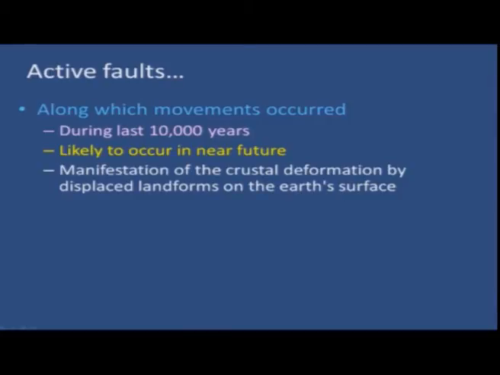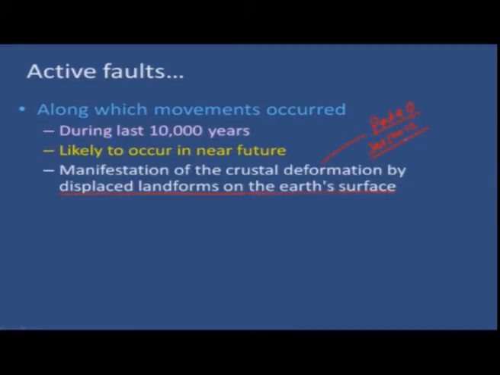The active fault is the manifestation of crustal deformation by displaced landforms on the earth's surface. So, this is what we are looking at on the earth's surface. We try to identify the manifestation of deformed landforms on the surface. These are the remnants or the signature of ancient earthquakes, and that is what we call the study of earthquakes, paleoseismic. Paleo is ancient, seismic is earthquake-related phenomena.